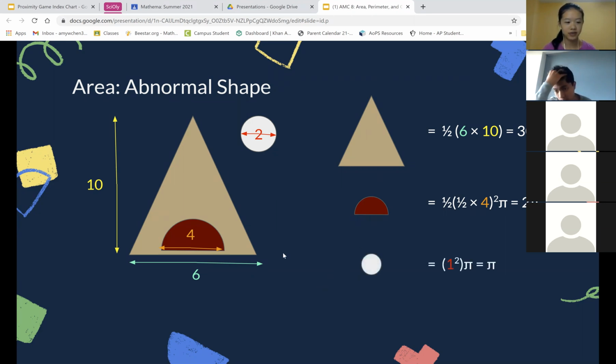And then finally, we have this small circle. This has a diameter of 2. So that means it just has a radius of 1. So the area would be 1 squared times pi, which is just pi. So finally, since we want the area that is not red, we add up all the areas that aren't red, but then subtract the areas that are red. So we do 30 plus pi minus 2 pi. So that is actually 30 minus pi.